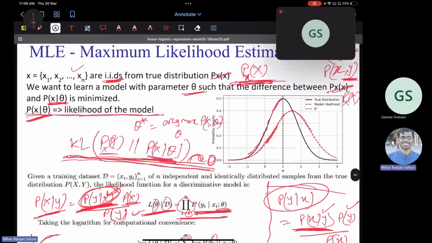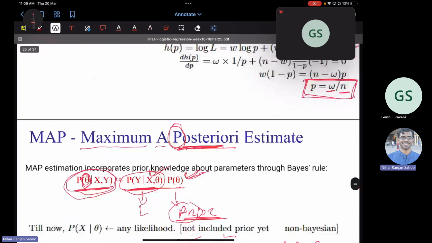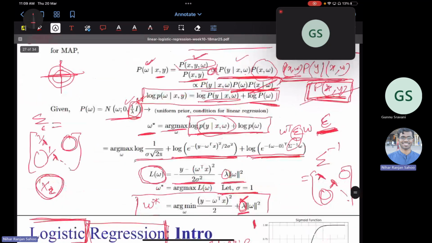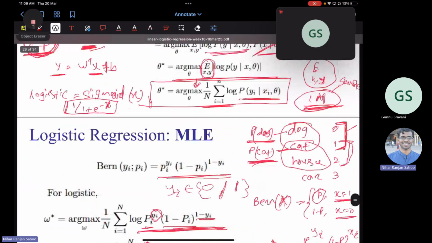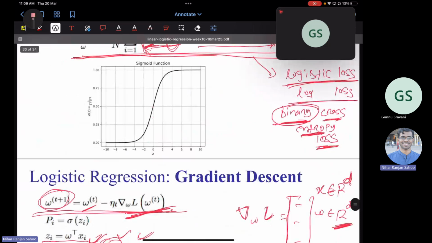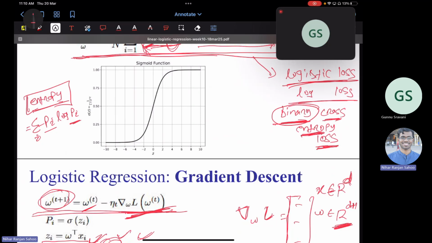So if you want to compute entropy, what is entropy generally? Entropy is minus pi log pi. Entropy you compute for a single distribution. So what does entropy signify? We'll discuss now. So what is cross entropy?